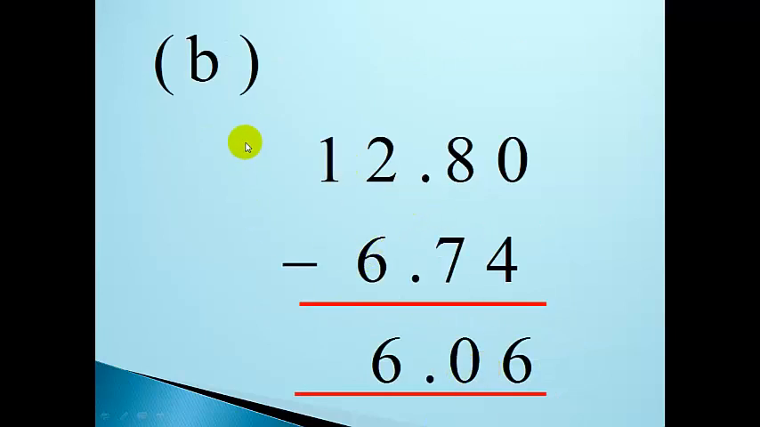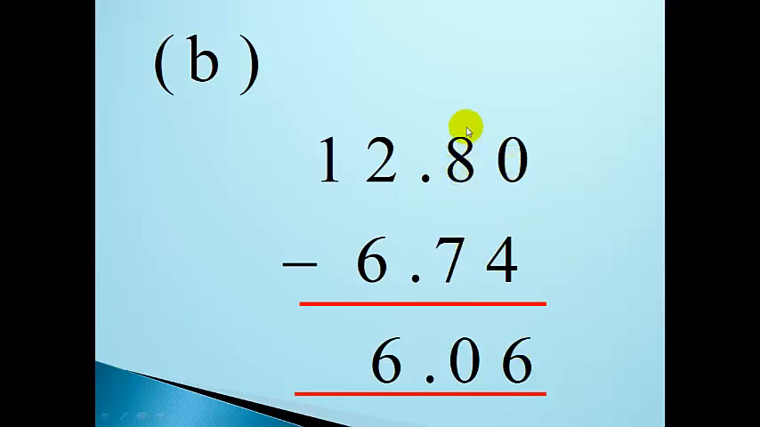Now let's look at the solution in B. 12.80 minus 6.74. So we subtract 4 from 0. Because 4 is greater than 0, we have to borrow 1 from 8. When we add the 1 to 0, we have 10. Now when we subtract 4 from 10, the result is 6.